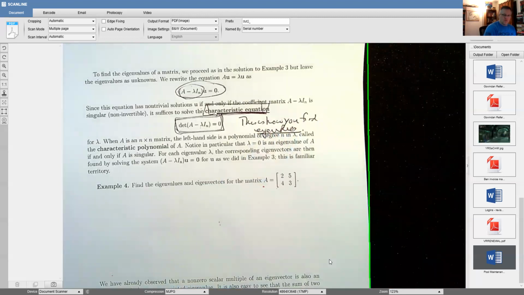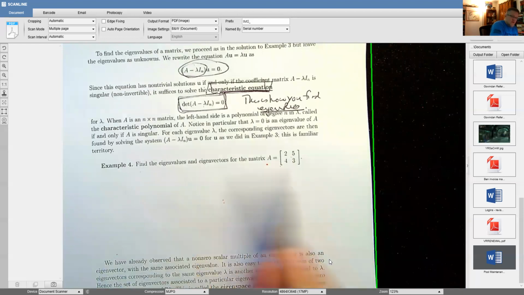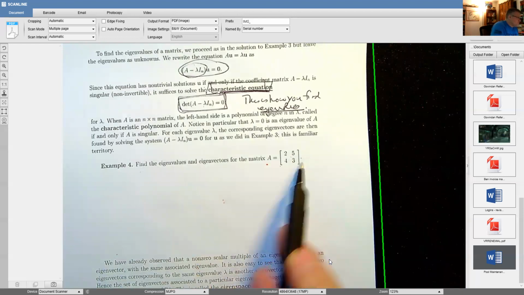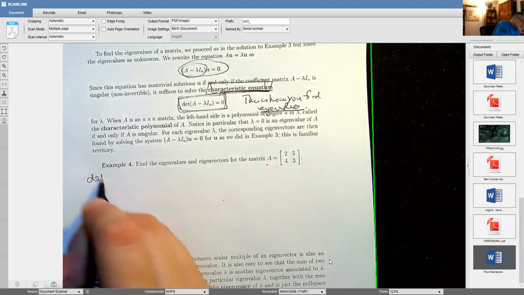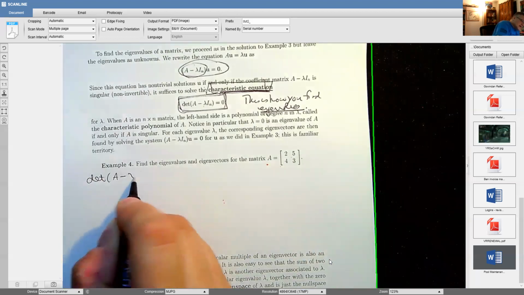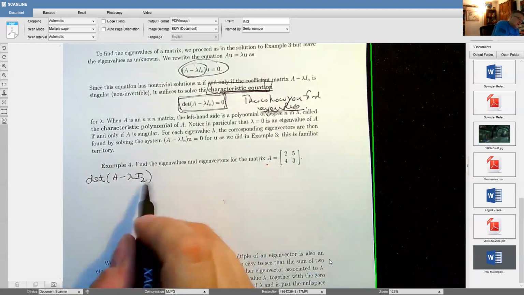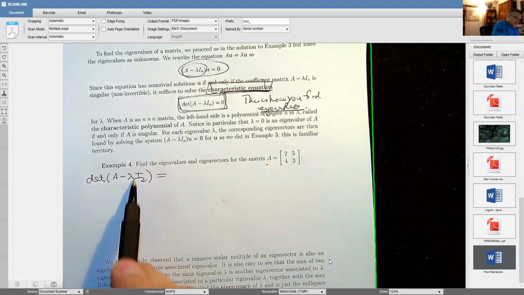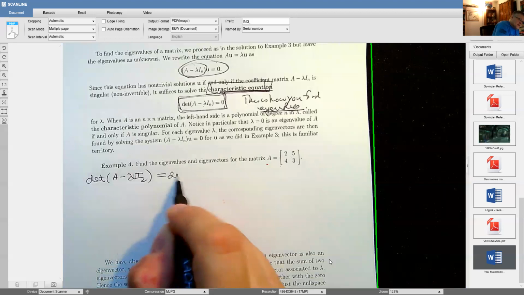All right, so let's actually do that. Let's find the eigenvalues and eigenvectors for just this 2 by 2. The first thing you want to do is take the determinant of A minus lambda I2. Remember, I2 because this is a 2 by 2. And that just means subtract the lambda from the diagonal of A and take its determinant. That's how we saw before.